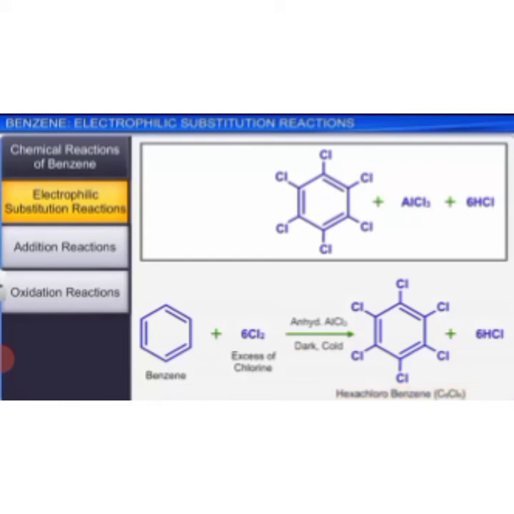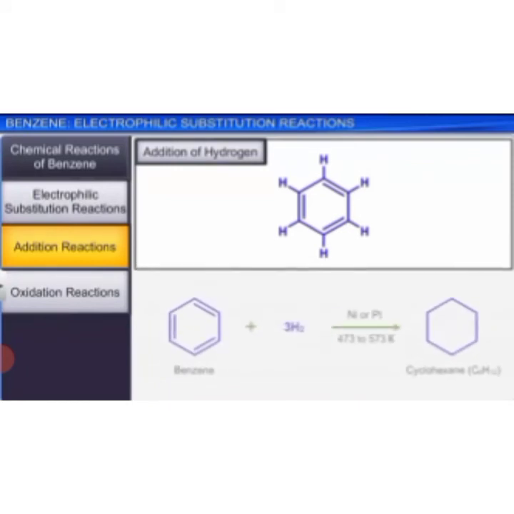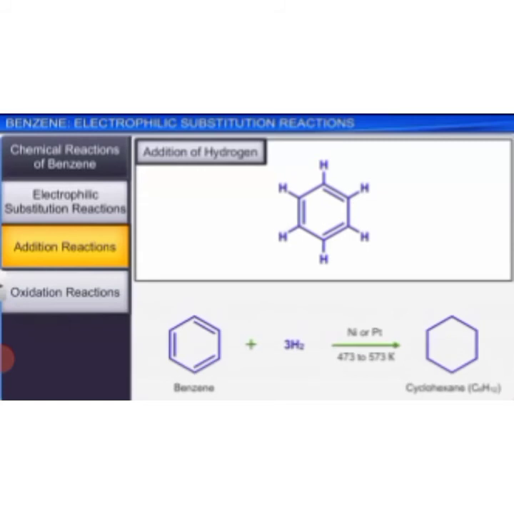Let's move on to the next type of chemical reaction. Addition reaction. Addition reactions occur under drastic conditions at high temperature and pressure. For example, benzene reacts with hydrogen in the presence of a catalyst, such as nickel or platinum, at 473 to 573 Kelvin under pressure to form cyclohexane.